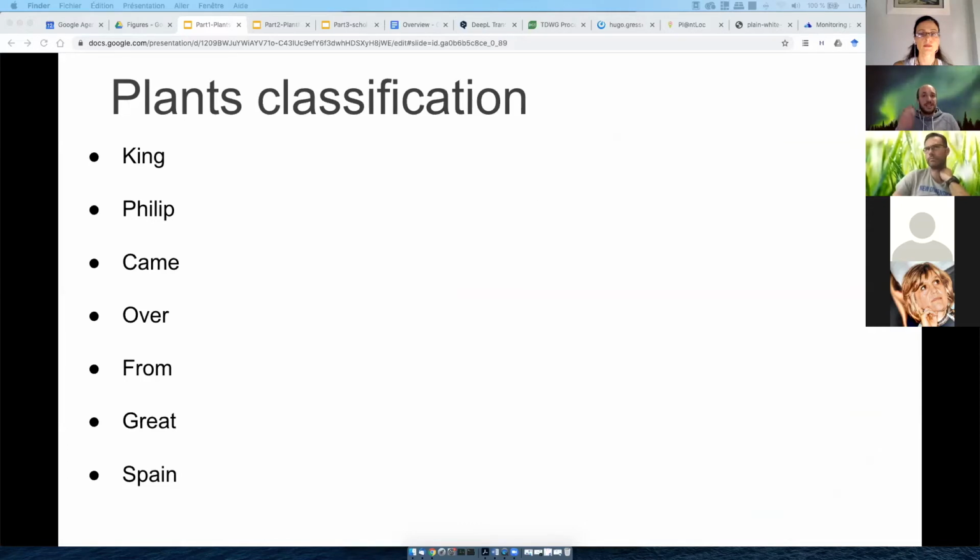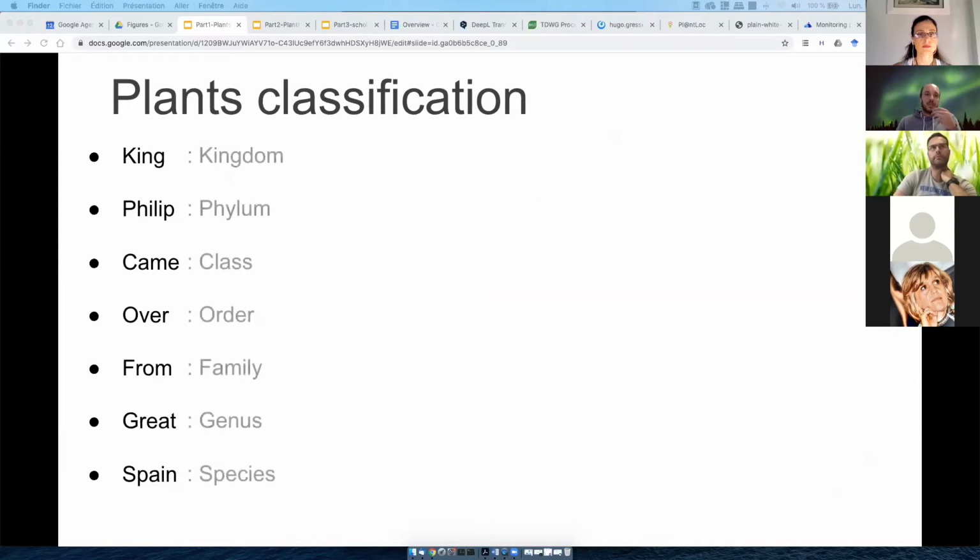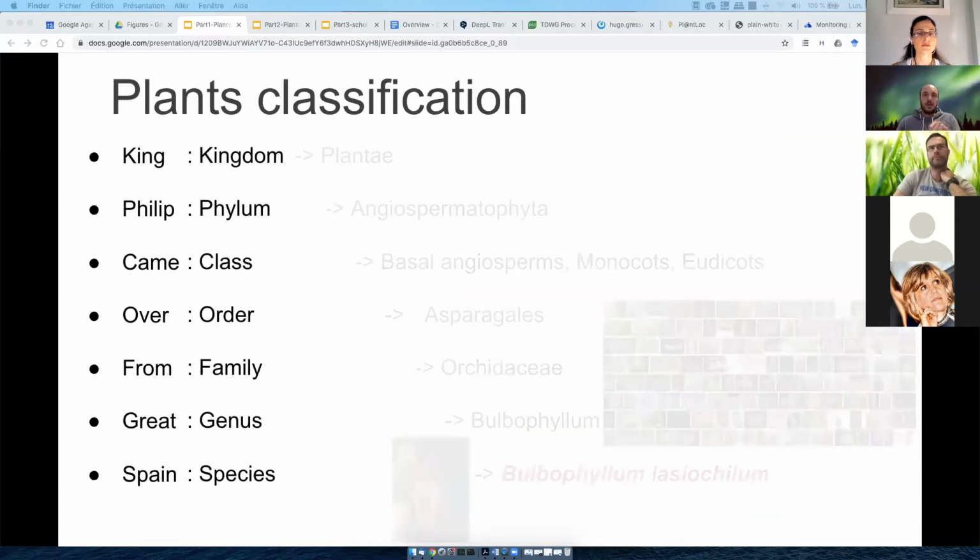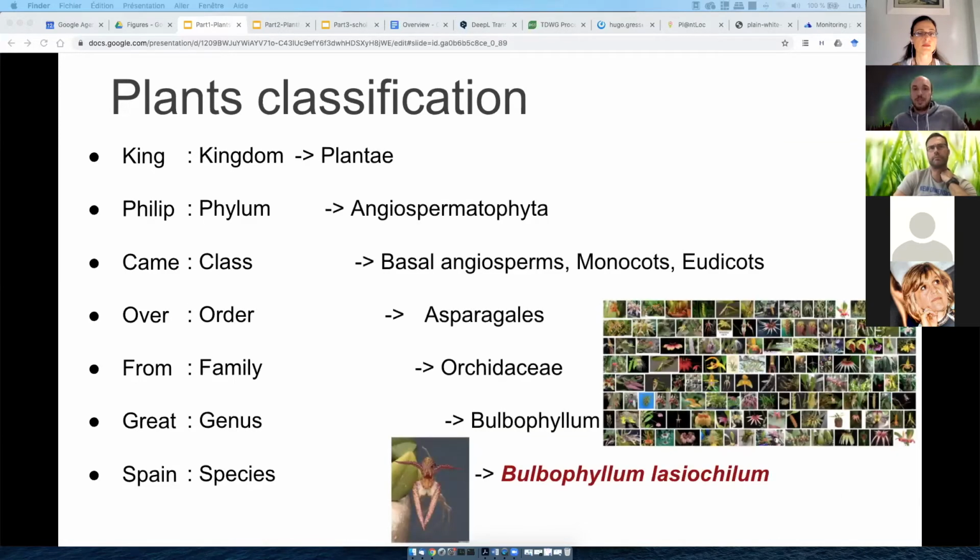In order to facilitate their analysis and the study of their relationships, we have classified them in different interlocking concepts. We use a mnemonic process to memorize the scientific classification applied in what we call taxonomy. This one is in English: King Philip came over from Great Spain. King is for kingdom, which in our case is the plant kingdom. Philip is for phylum, which in our case is the phylum Angiospermatophyta. Came is for classes.